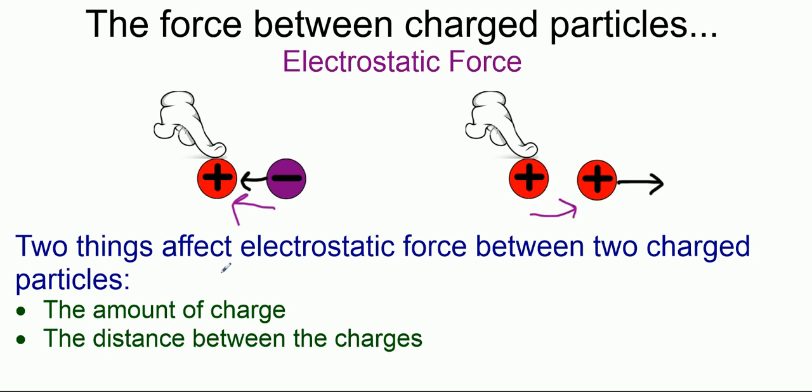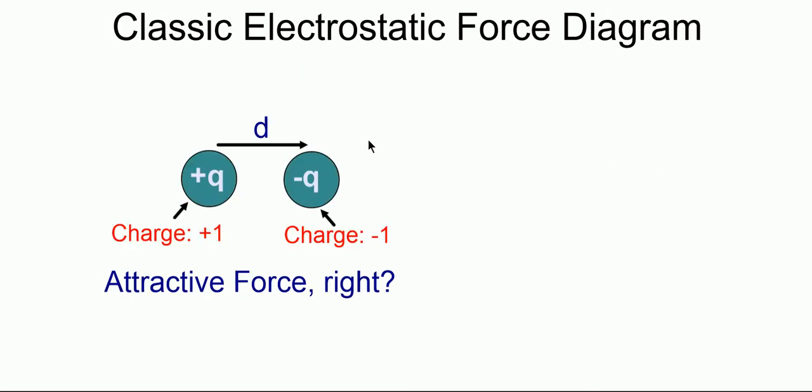Alright, it says here, two things affect electrostatic force between two charged particles: the amount of charge and the distance between the charges. Now we'll look at that more closely in these next slides. Now here's your classic electrostatic force diagram, and you'll see this probably a couple times in the MCAS.